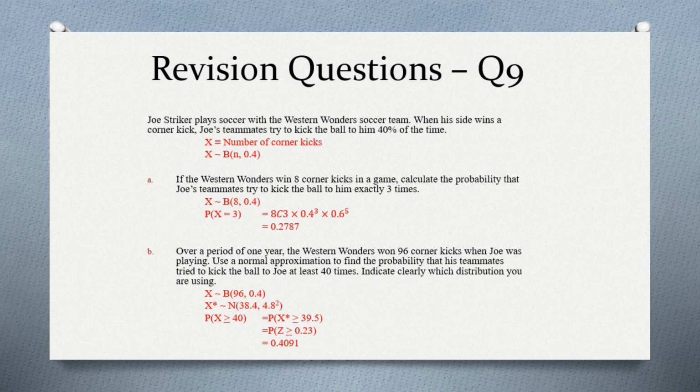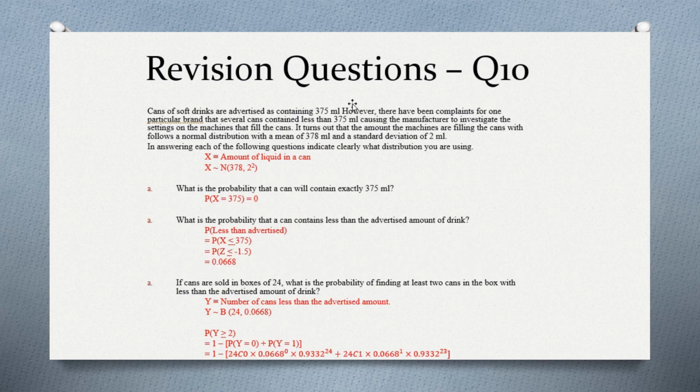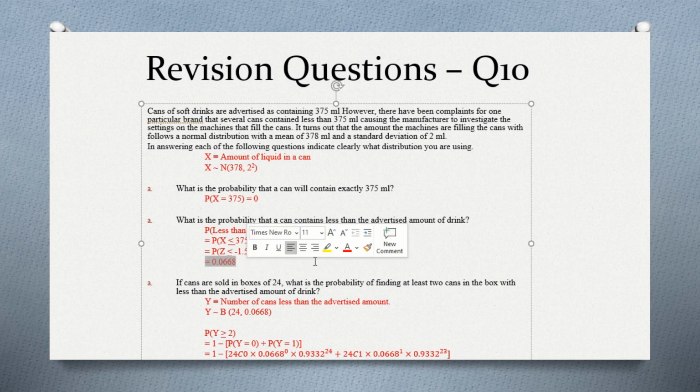All right, moving forward, question 10. This is a normal distribution. What is the exactly? I already told you, if it's a normal distribution, they ask you exactly 0. No need to do calculation anymore. What is the probability that can contain less than the advertised amount? What is the advertised amount? 375 ml. So less than the advertised, x lesser or equal to 375. So lesser or equals to negative 1.5. That's your probability. Okay, everybody all right there?